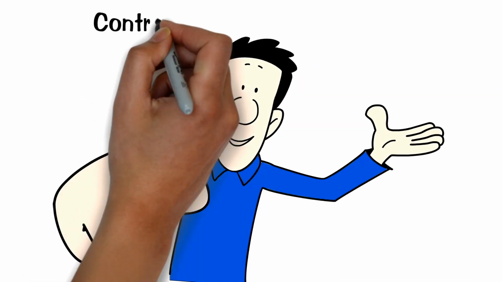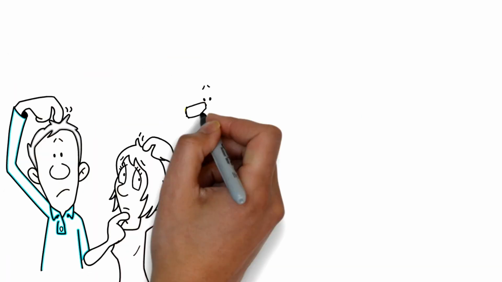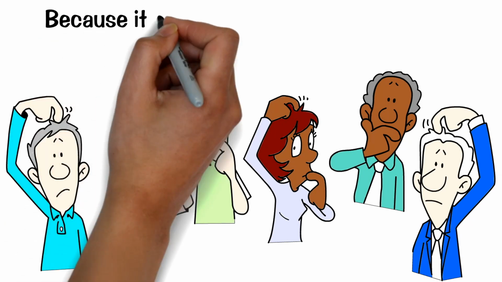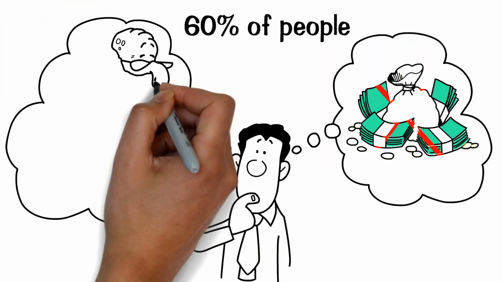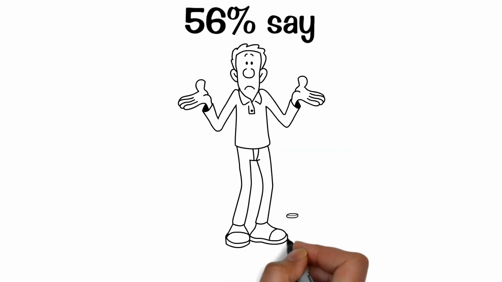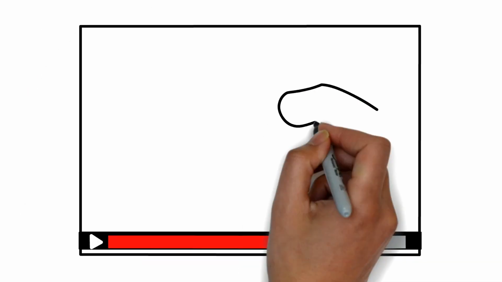Do you want to take complete control of your financial future and know that you are doing it right? Don't fall into the same mistakes made by many people who have the wrong plan because it can have lifelong consequences. Surveys indicate that about 60% of people say they do not have enough money for retirement, and maybe worse, 56% say they do not have enough saved to cover a $1,000 emergency.